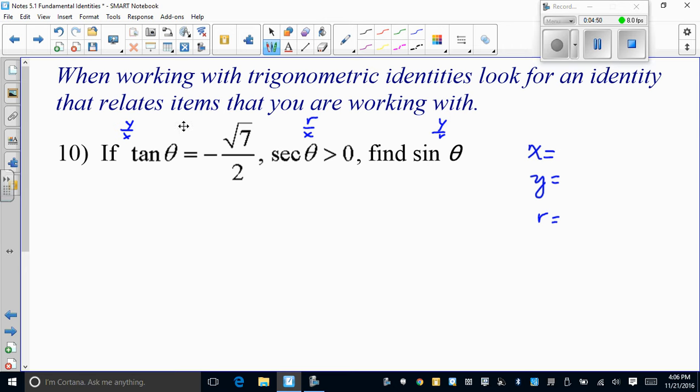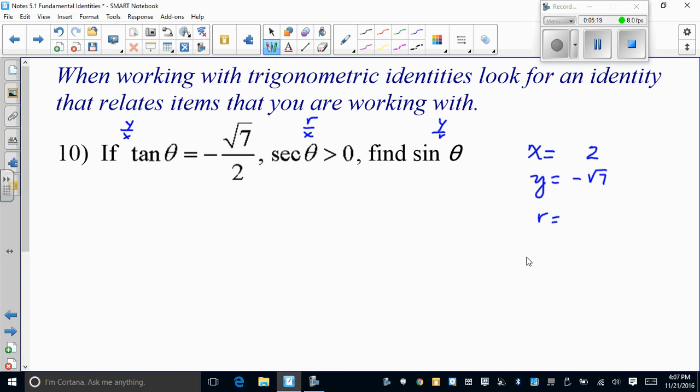So they gave me my y value and my x value. They gave me square root of 7 here, and for the x, they gave me 2. But I have a negative sign, but notice the negative sign is not on any particular number. They're telling me that secant, which is the x value, is positive, which means the y value must be negative. Now, for those of you going, well, what about r? R is always positive, always positive.